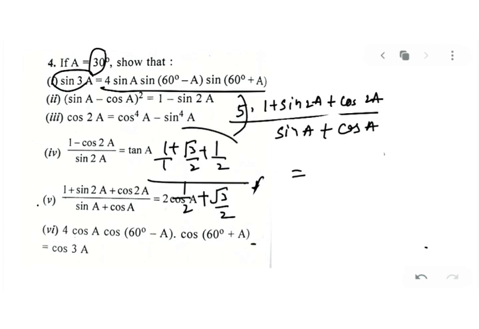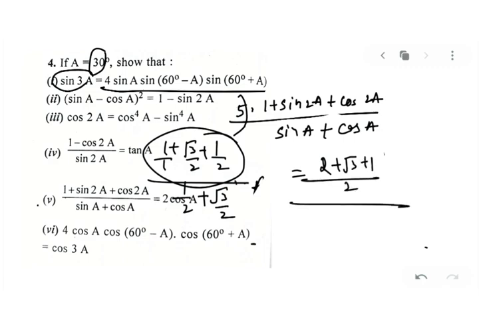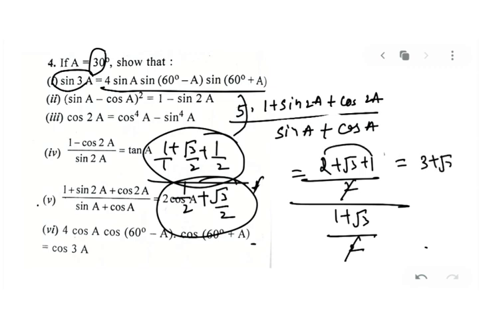So on the numerator you have this. I am taking the LCM, that will be 2 plus root 3 plus 1 upon 2. And down I am also taking this, so that will be 1 plus root 3 upon 2. The 2 you can cancel. This will be 3 plus root 3 in your numerator and 1 plus root 3 in your denominator.